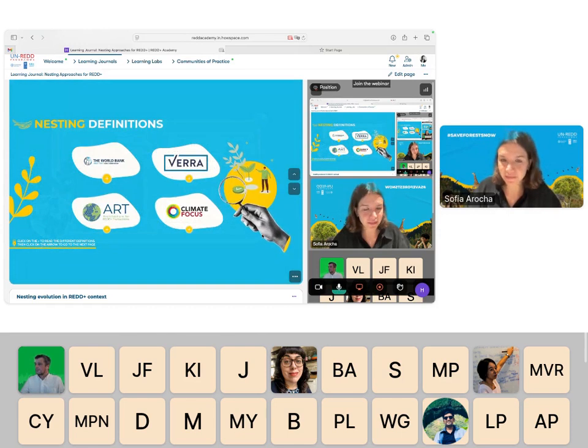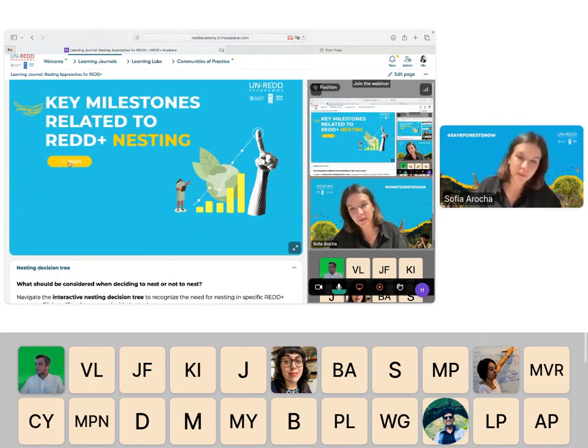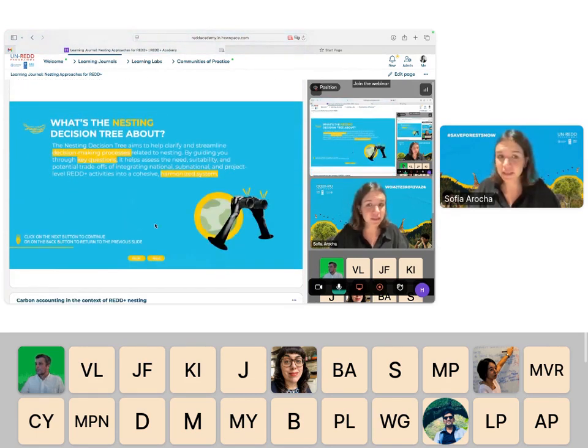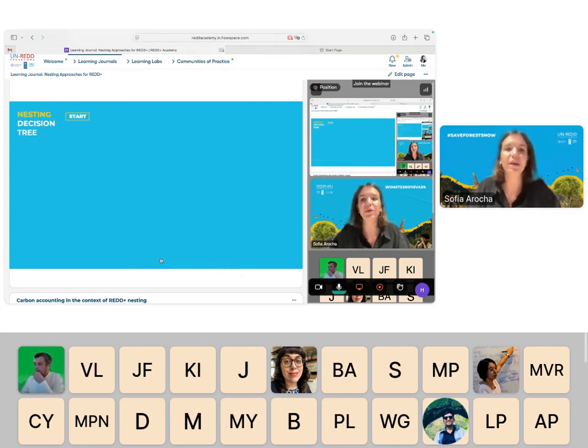These are all interactive, so we encourage you to explore them. Here, if you press start, you will see a video. This is a nesting decision tree. This is what Osvaldo was presenting a couple of minutes ago. It is available now, so you can navigate the tree after the session, or you can go back to it. This is available online and will remain available online for you to use. You can press start here and you can navigate it.